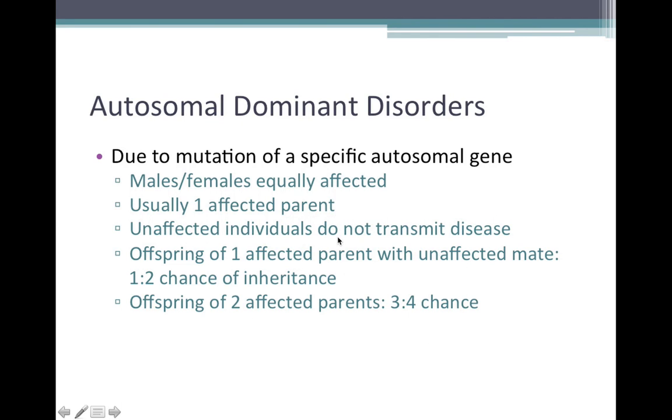Unaffected individuals do not transmit the disease, because if they're not affected by the disease, they don't carry the defective copy, so they can't transmit it. Now, in terms of the chances of inheriting an autosomal dominant disease from parents, let's say you have one affected parent and an unaffected mate, like a father who has a certain autosomal dominant disease and a mother who doesn't. They have a 1 in 2 chance of passing that on to their children. Otherwise, if you have two affected parents, there's about a 3 in 4 chance.